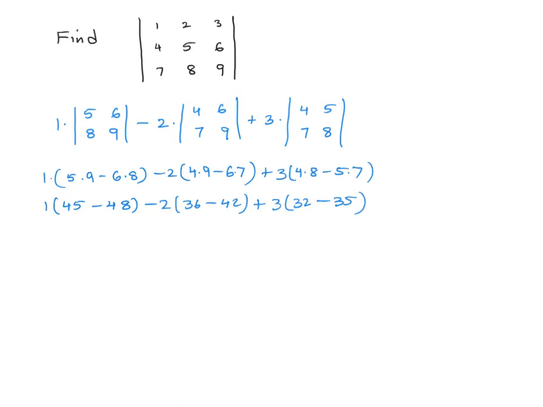Okay, so 45 minus 48 is negative 3, so this is 1 times negative 3. And then minus 2 times 36 minus 42, which is negative 6. And then plus 3 times 32 minus 35, which is negative 3. And so this is really negative 3, and then minus 2 times negative 6, so plus 12, and then minus 9. So ultimately, this determinant is 0. So that's how you calculate the determinant of a 3 by 3 matrix. And that's the end of this video.